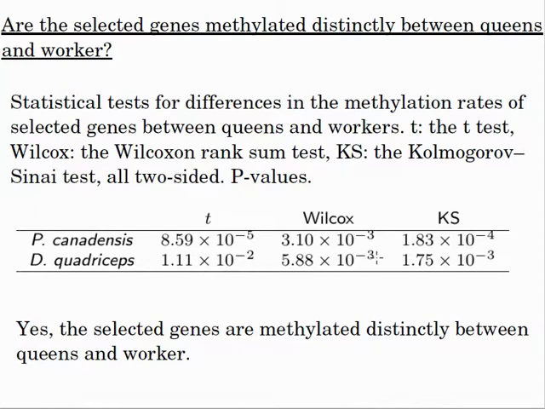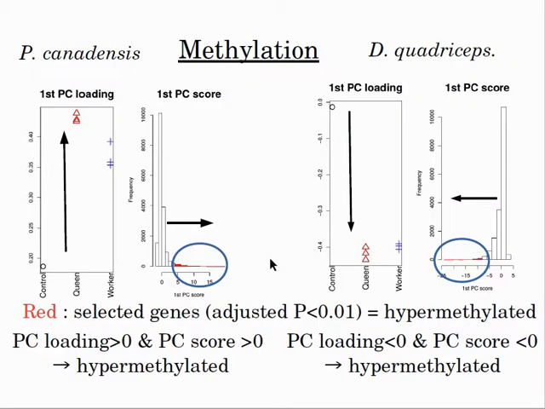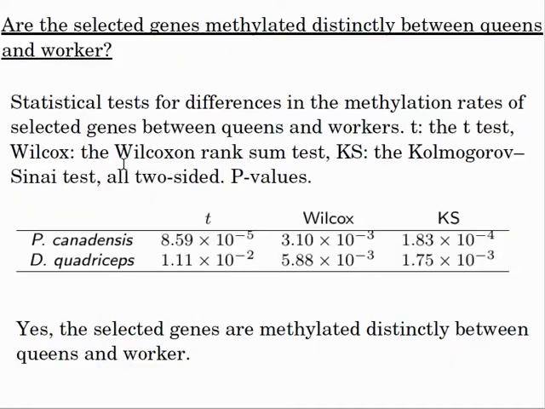And next, we'd like to check if the selected genes are distinct between queens and workers. So this is principally a distinction between control and queens and workers. As you can see, there's little difference between the workers and queens.